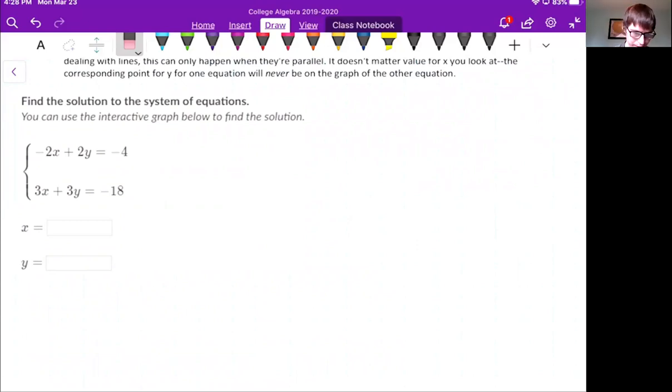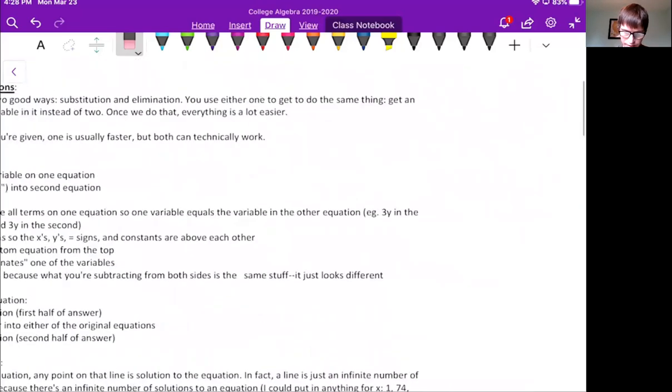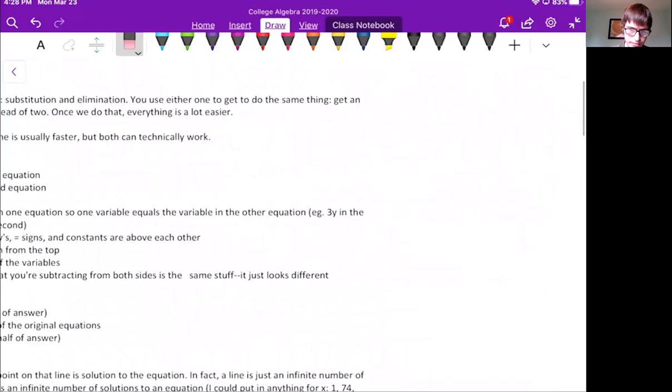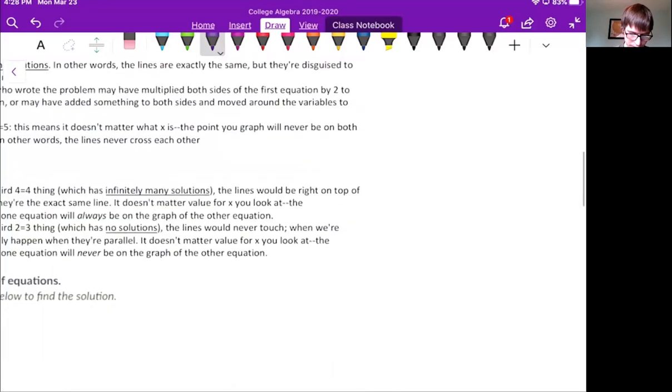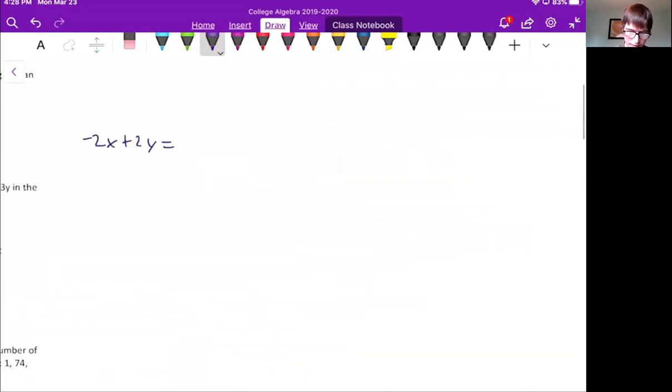So we've got negative 2x plus 2y equals negative 4, and 3x plus 3y equals negative 18.